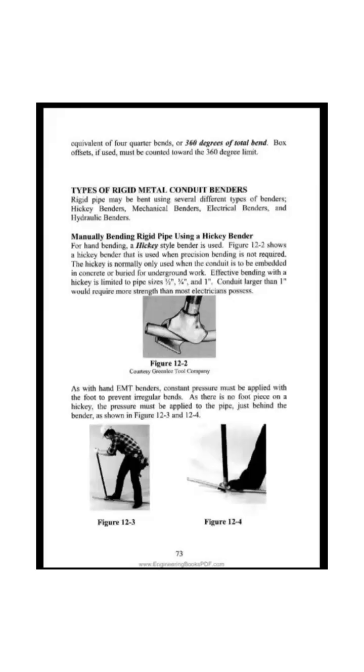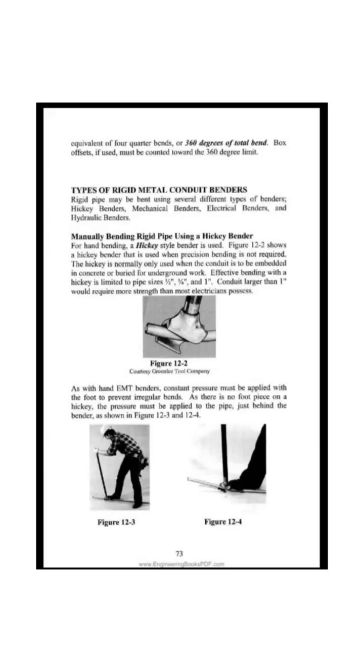Types of rigid metal conduit benders. Rigid pipe may be bent using several different types of benders: Hickey benders, mechanical benders, electrical benders, and hydraulic benders. Manually bending rigid pipe using a Hickey bender. For hand bending, a Hickey-style bender is used.